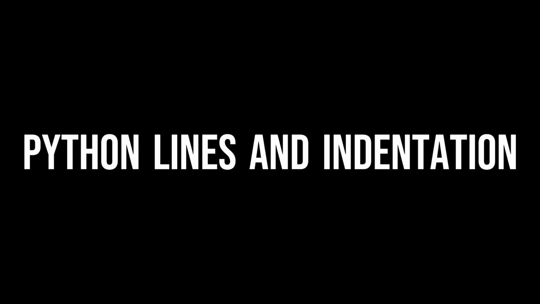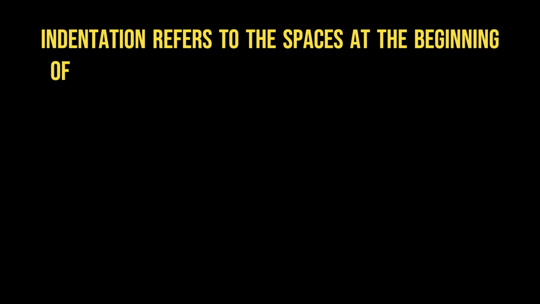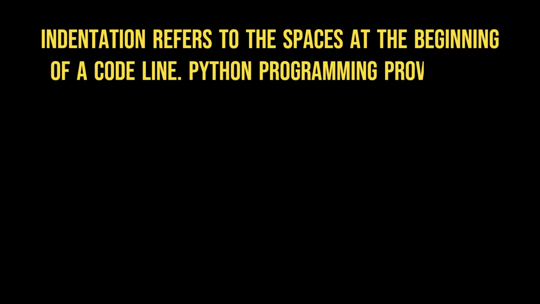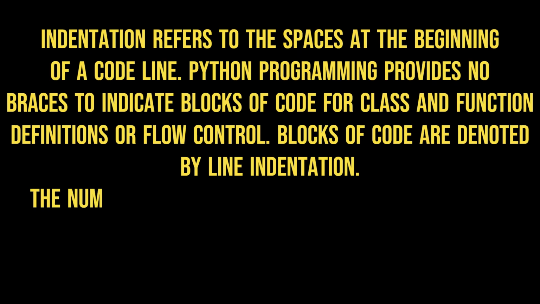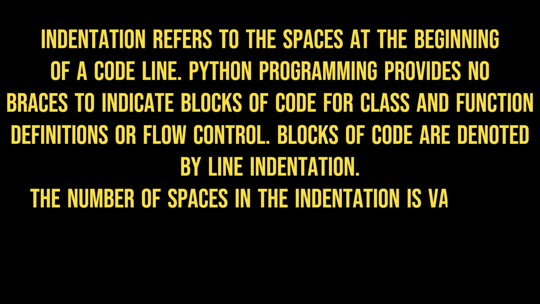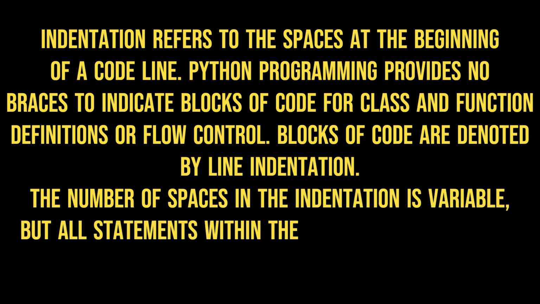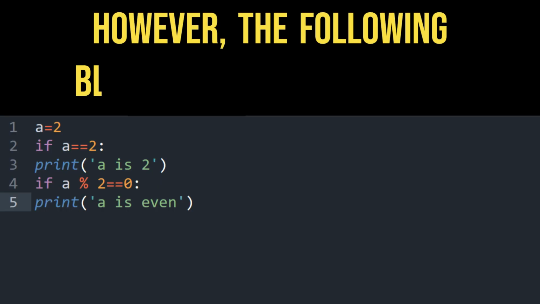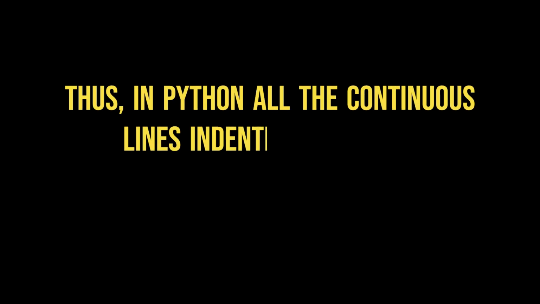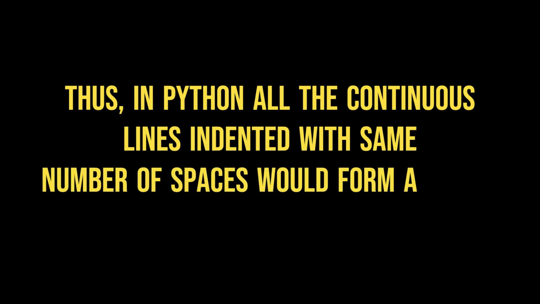Python lines and indentation. Indentation refers to the spaces at the beginning of a code line. Python provides no braces to indicate blocks of code for class and function definitions or flow control. Blocks of code are denoted by line indentation. The number of spaces in the indentation is variable, but all statements within the block must be indented the same amount. Here is the example. However, the following block generates an error. Thus, in Python all the continuous lines indented with the same number of spaces form a block.